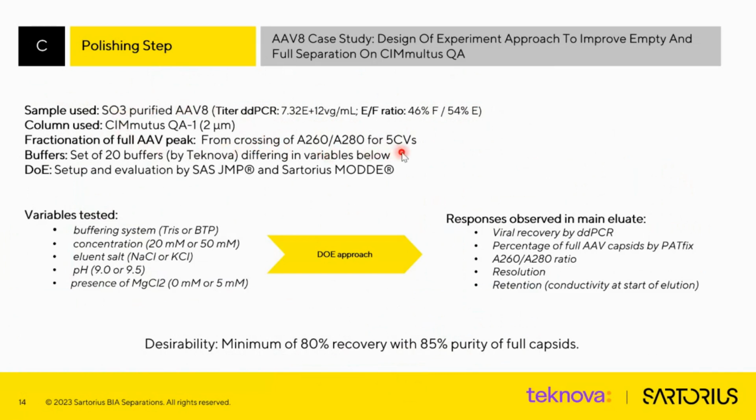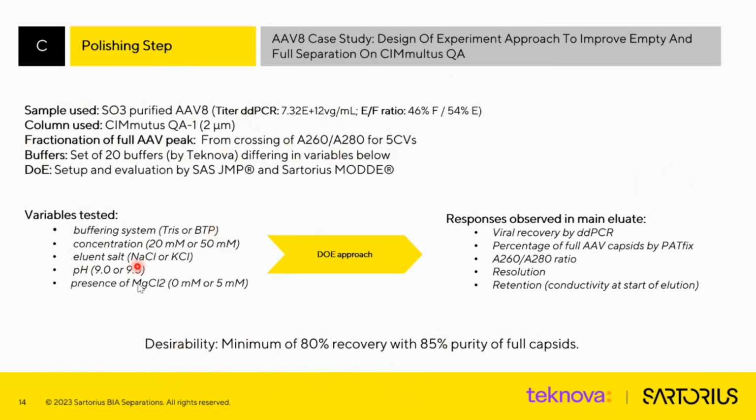We collected the fraction for 5 CVs from the crossing of the 260 to 280 absorbances. We had a set of 20 buffers, so 10 buffer A's and 10 buffer B's. And we designed the design of experiments with two different programs, SAS JMP and Sartorius MODDE.